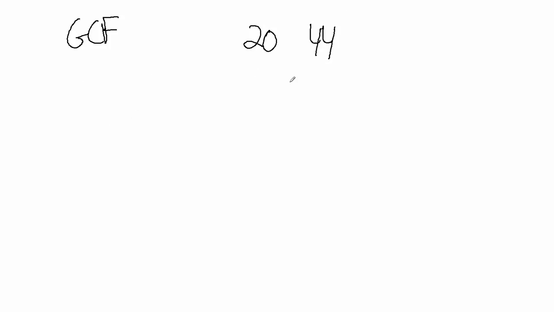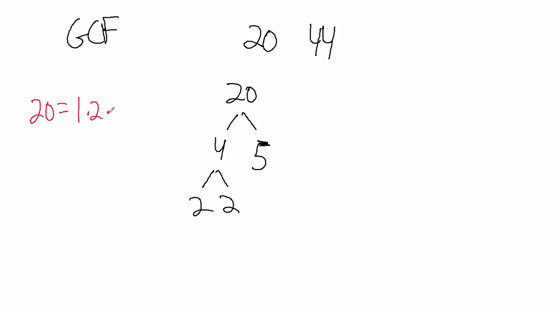So 20 we already put in a factor tree, but let's just go ahead and do it again for the sake of completion here. So 20 we know is 4 times 5, and 4 splits up into 2 times 2. So 2 and 5 are prime numbers, so they can't be split up any further. So what we just found out then is 20 is 1 times 2 times 2 times 5.